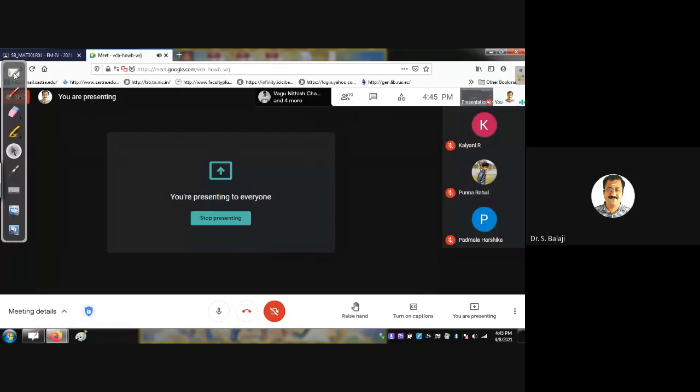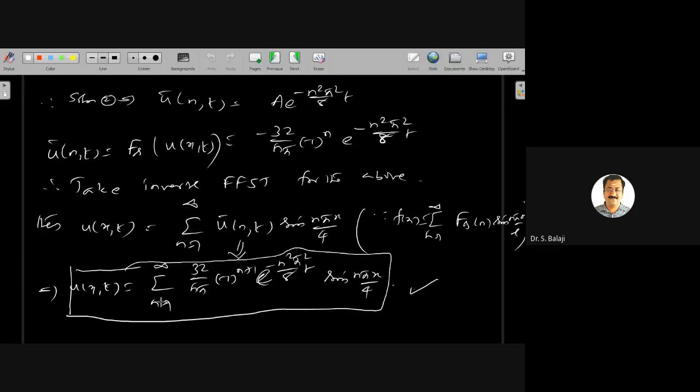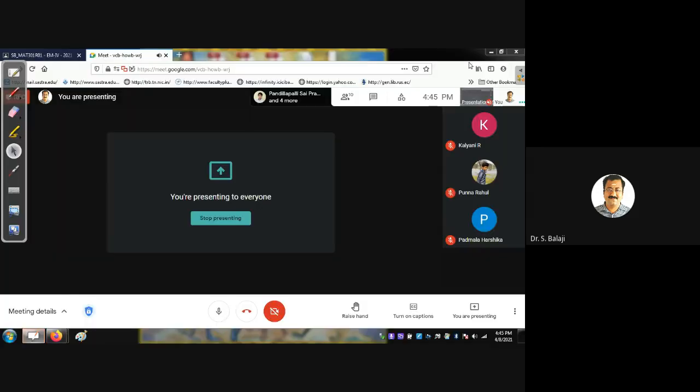I think it is like yesterday's problem, the same type of procedure. But here it is finite Fourier sine, and the result is finally in terms of summation. Yesterday's problem result was in terms of integration, but here it is in terms of a summation of Fourier series again. This problem is over.